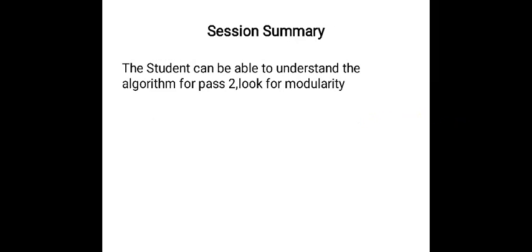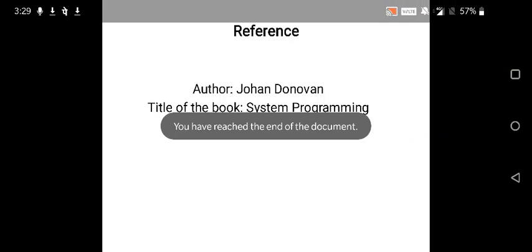Thus, let us conclude today's session with the summary. In today's session, the student learnt the algorithm for pass two, and has understood the modularity in terms of the functions which are used in pass one as well as in pass two. For further reference or further study, you can refer to the book authored by John Donovan, and the title of the book is System Programming.